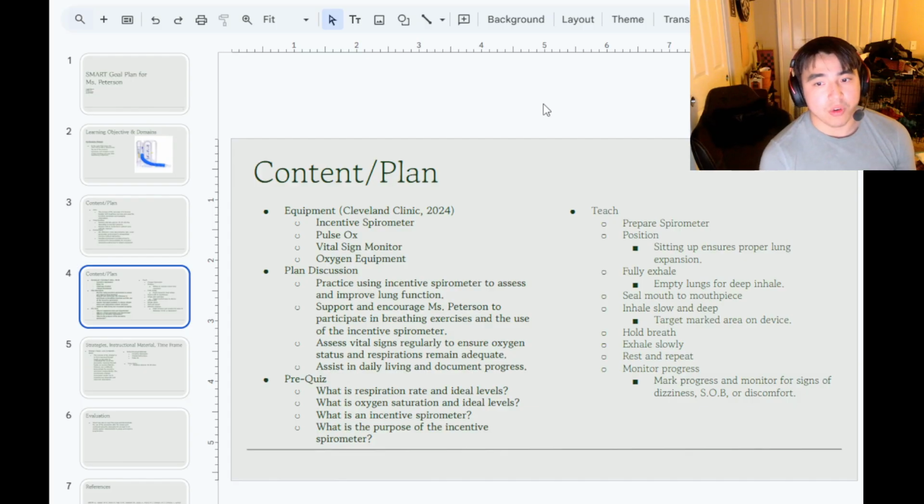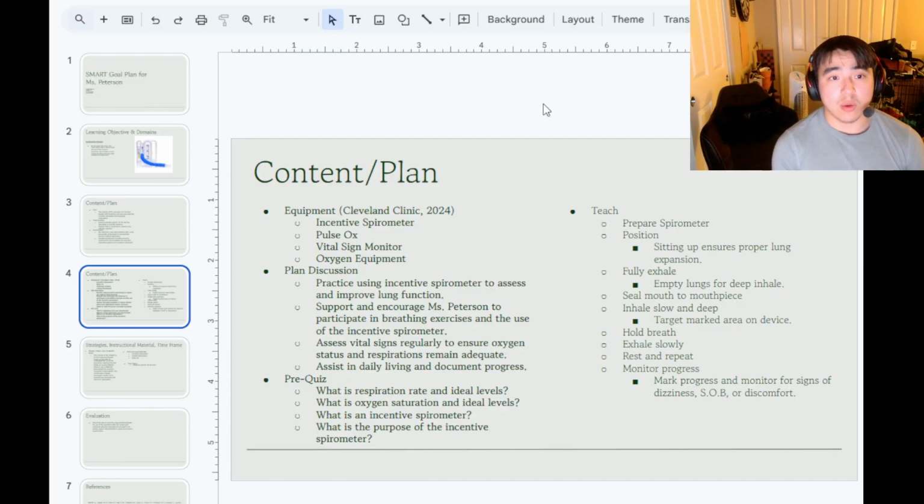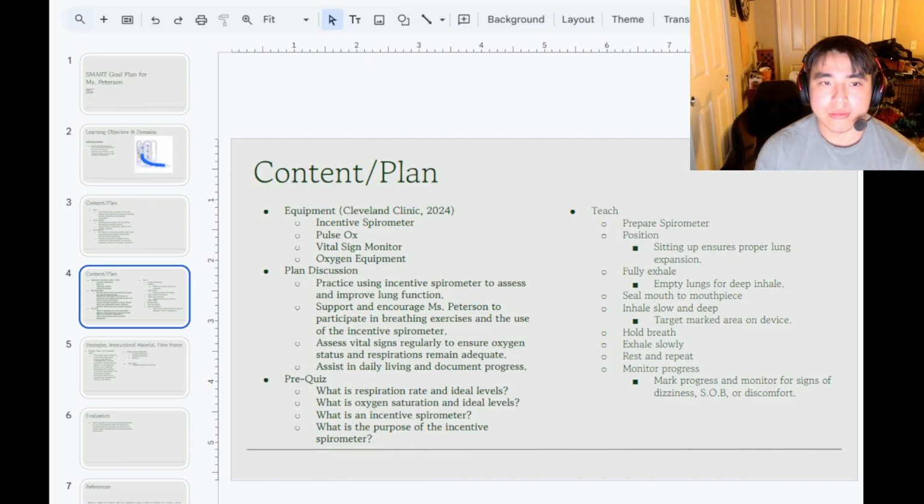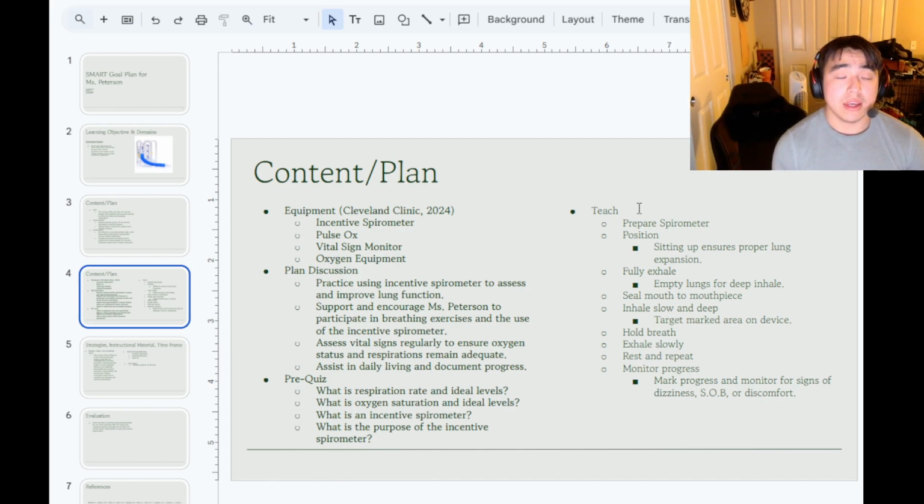And then before we get started with Miss Peterson's teaching, we'll be providing a pre-quiz on what is respiration rate and what are the ideal levels, what is oxygen saturation and what do our ideal levels look like, what is an incentive spirometer, and what is the purpose of the incentive spirometer. And then we have our teaching methods, which I will shortly be teaching to our patient, Ms. Peterson.